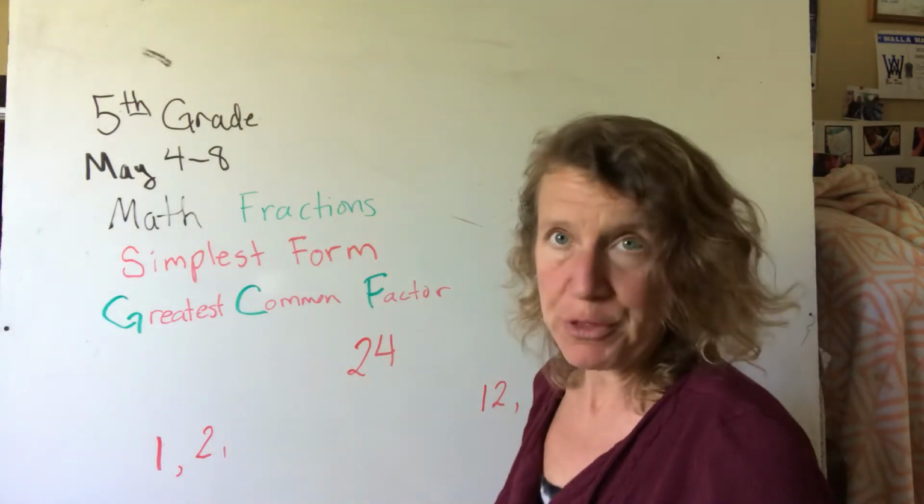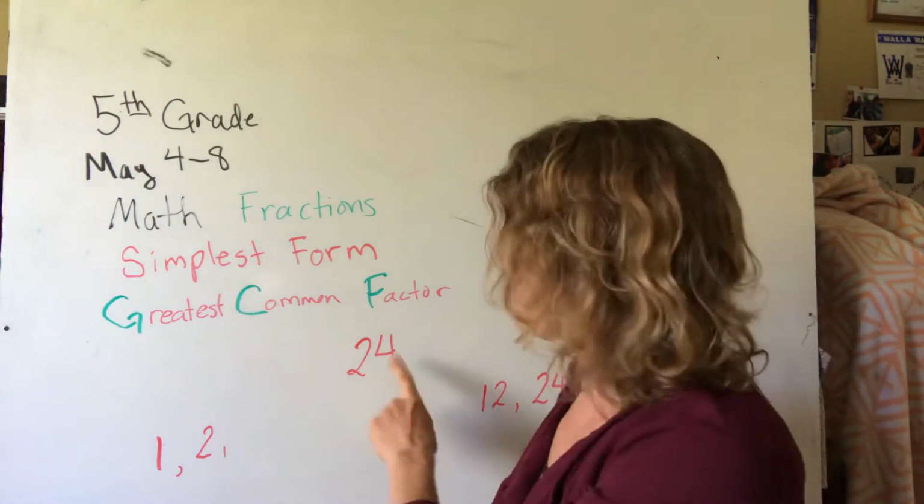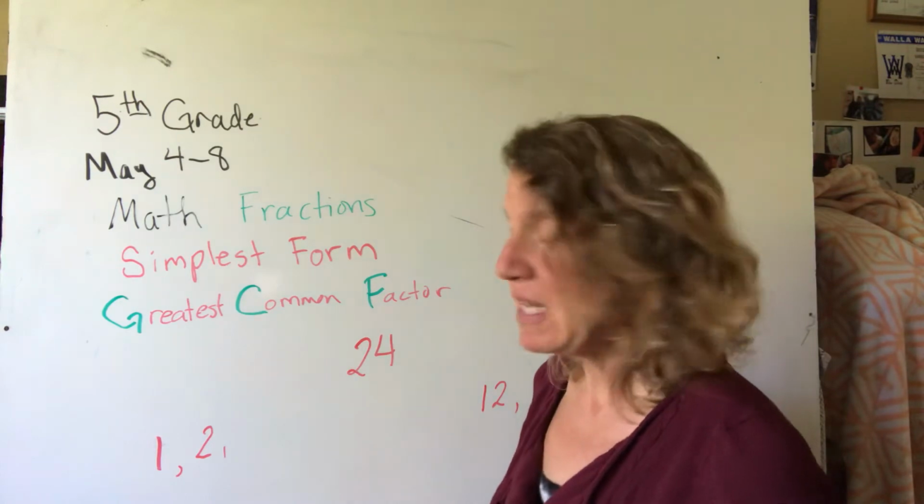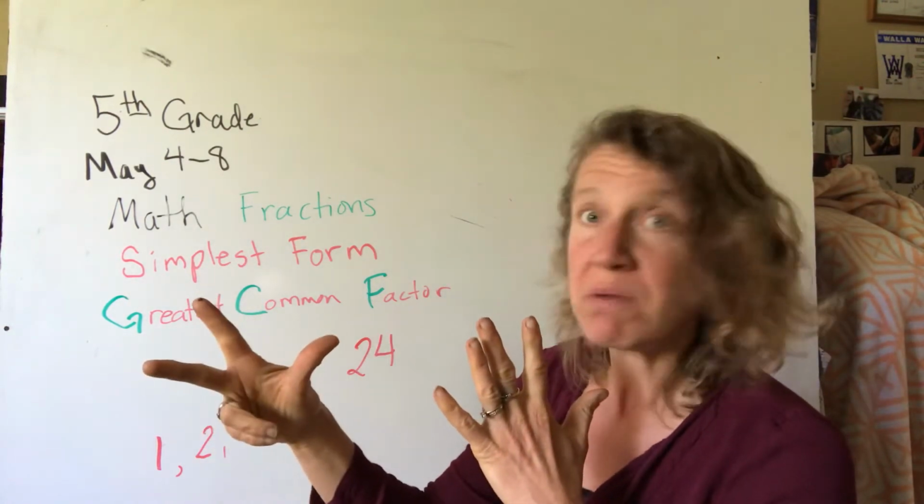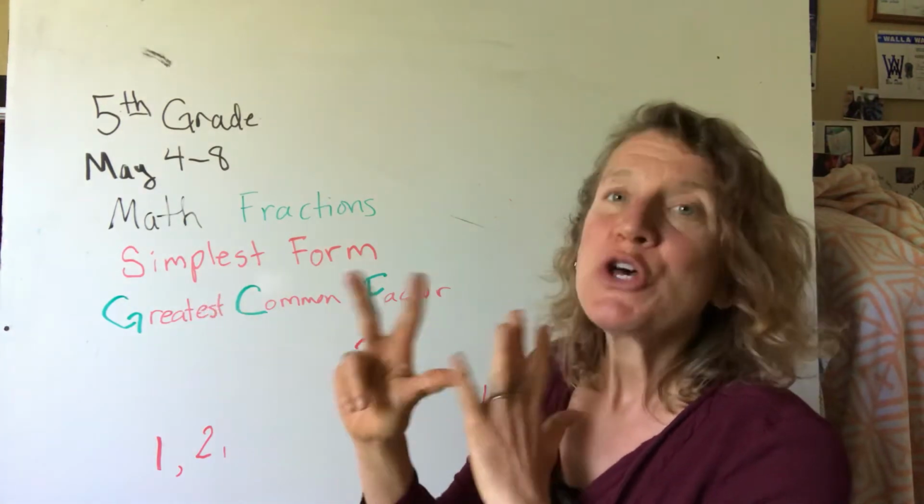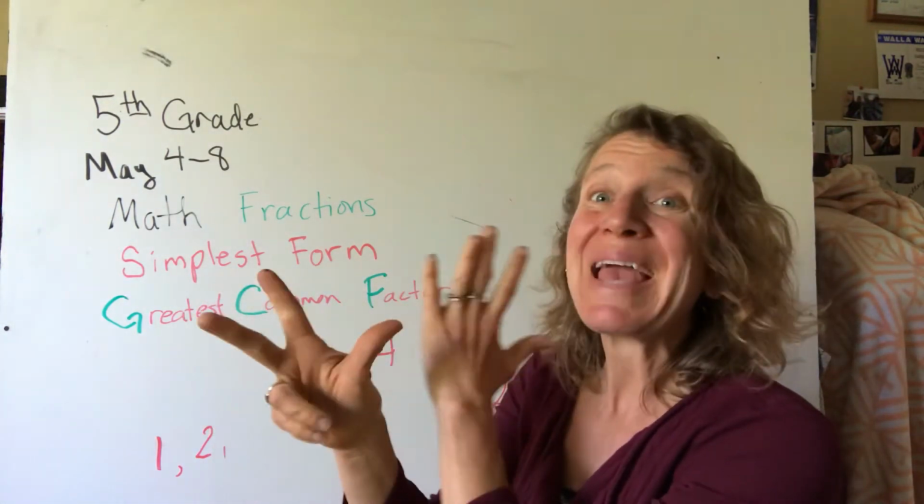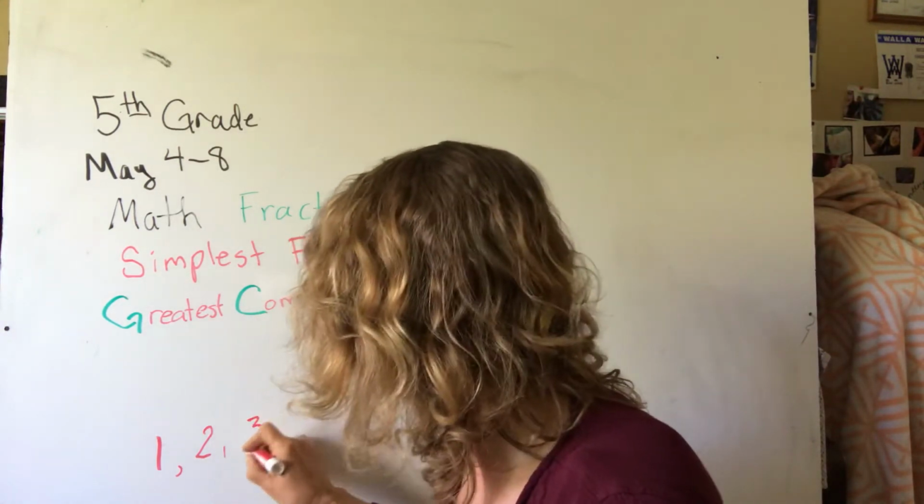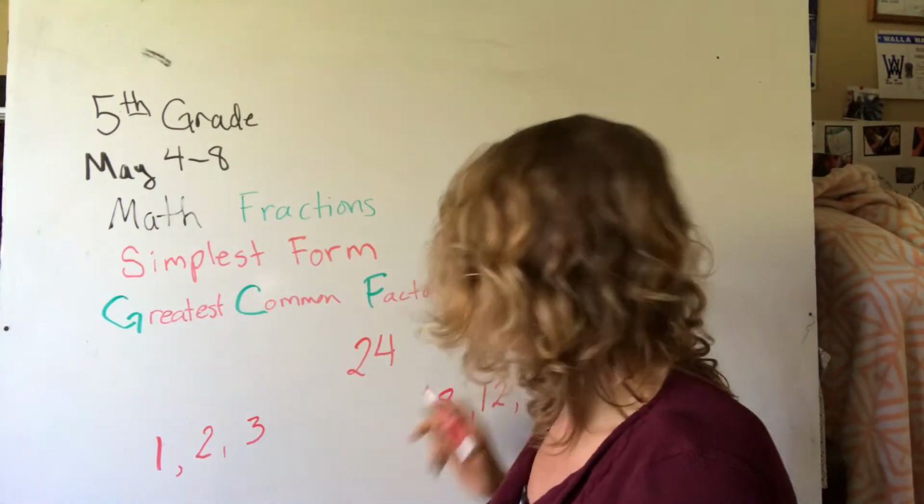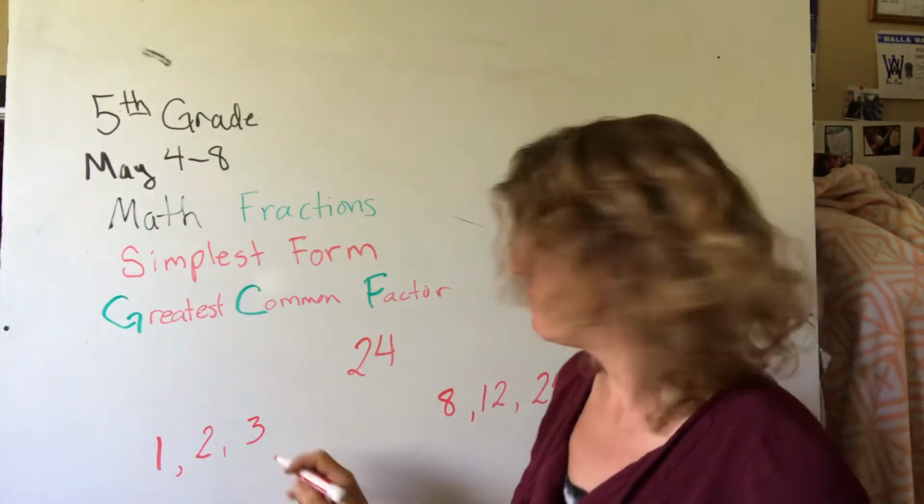Next, I'm going to consider 3. Can I count by 3s and get to 24? Let's find out. 3, 6, 9, 12, 15, 18, 21, 24. Yes, I can. 3 is a factor of 24, and it took me 8 3s to get there. That means that 3 and 8 are factors of 24. Okay?